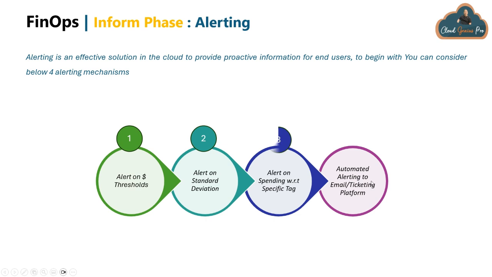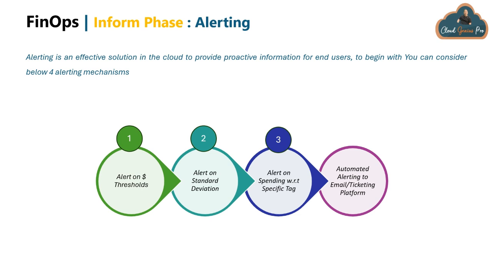Then the third alert is specific to the spending on a specific tag. For example, if we want to define that the finance cost center or HR cost center should not go beyond a specified dollar value, and at any particular time their expenditure is more than the defined budget, you will get the alert. So these are cost or budget alerts based on the tags. We can leverage the tags to configure different kinds of alerts.